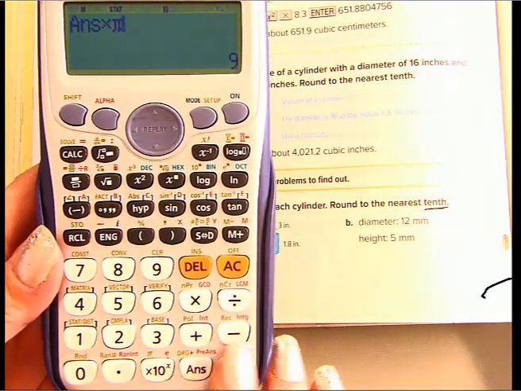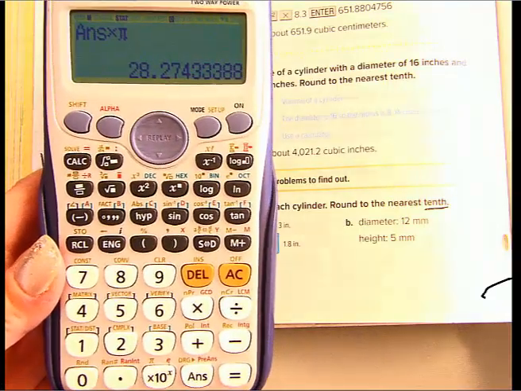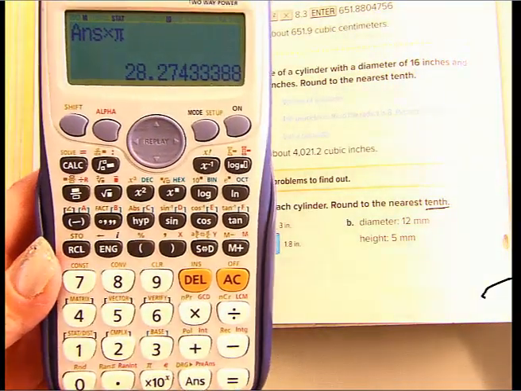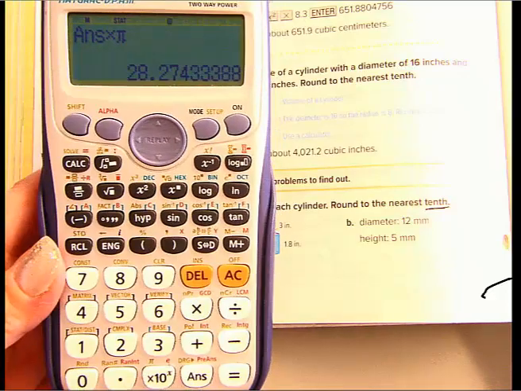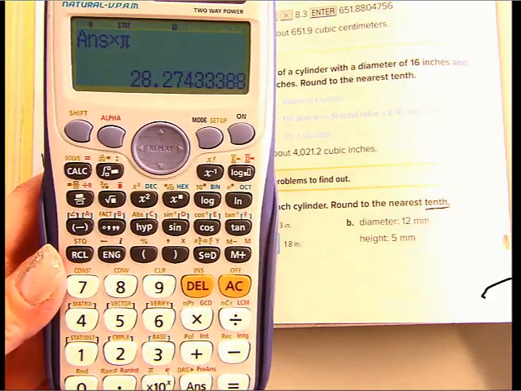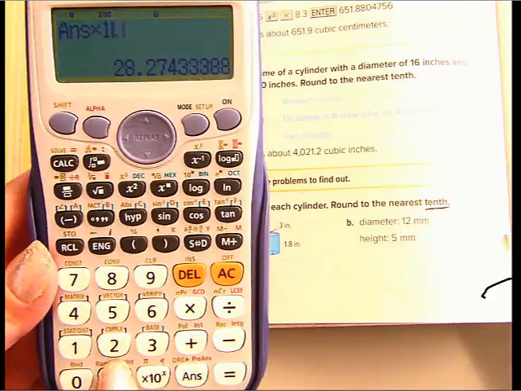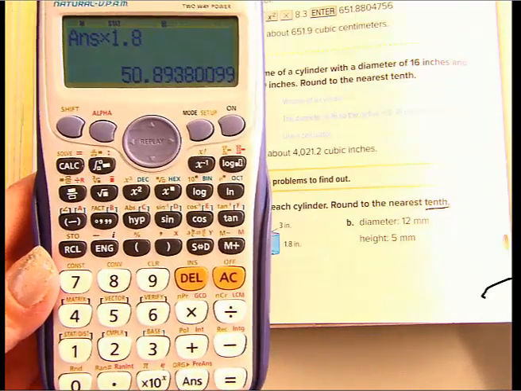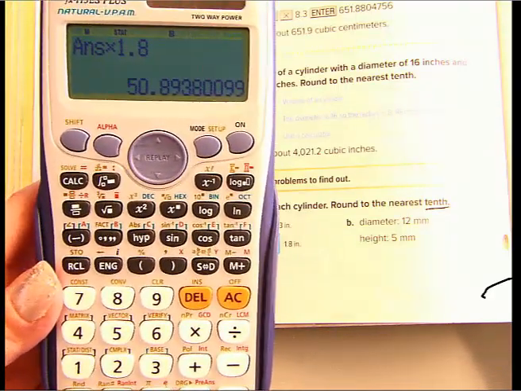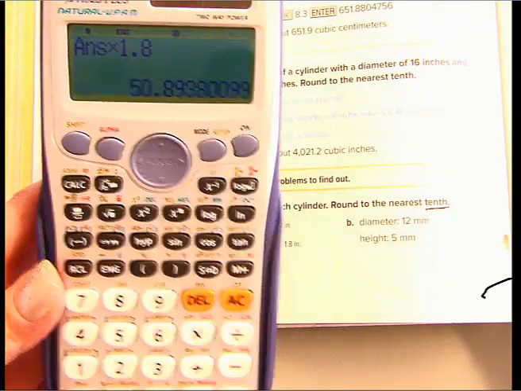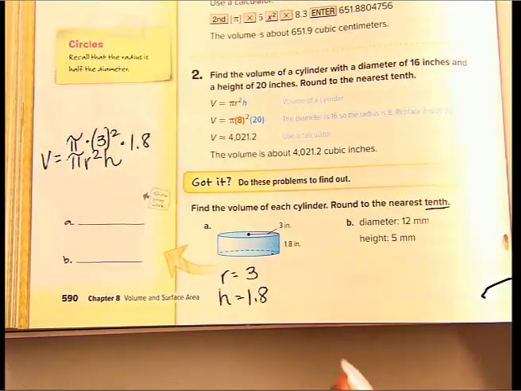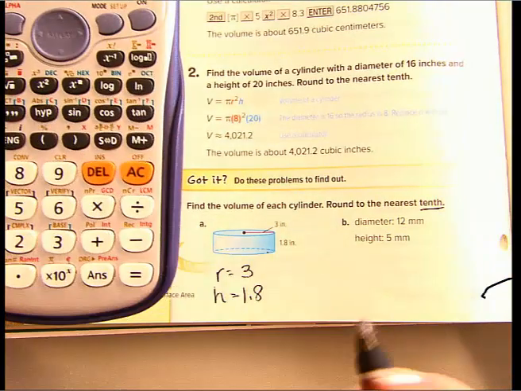So here is what I get when I take pi times the radius squared. I get 28.274333388, and then I take that times the height. The height is 1.8. Okay? So when I do that, I get 50.8938. I'm going to write all that down here real quick. When I did this one, I got 50.